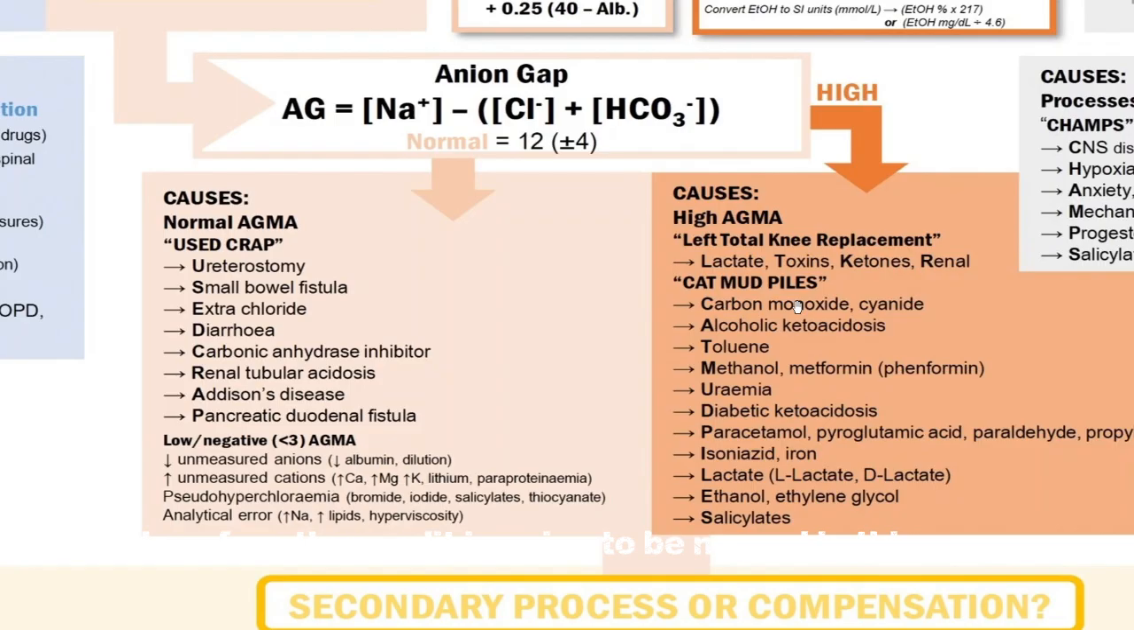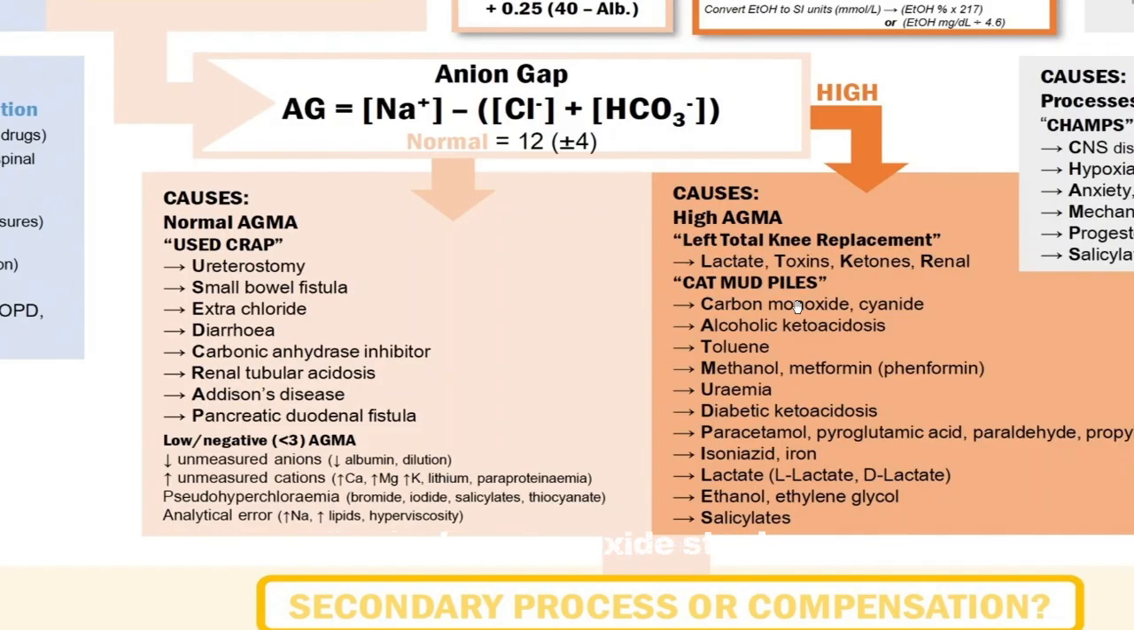Therefore, the chloride is going to be normal in this case, and therefore this is also called normochloremic metabolic acidosis. So HAGMA is also called normochloremic metabolic acidosis. Please don't confuse these two. Don't confuse them. So what are some of the causes? There is a mnemonic. We use CAT MUD PILES. You need to remember these causes. Whether you like it or not, they will ask you a lot of questions about it.